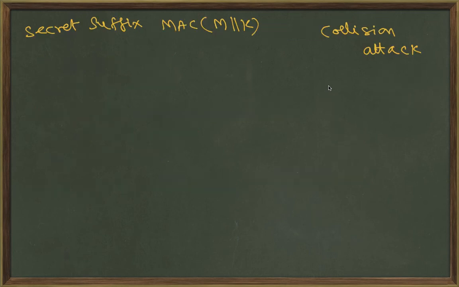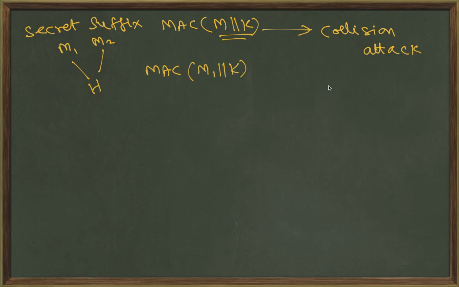If you use secret suffix MAC, it is prone to what is called a collision attack. For example, let's say you found a collision between two messages. We already learned about collision in the past episode. A collision is nothing but two messages producing the same hash value H. So in this case, MAC of M1 and K and MAC of M2 and K will both end up with the same value H. So you will end up with a collision. That means if your underlying hash algorithm is prone to collision, then you cannot use the secret suffix.